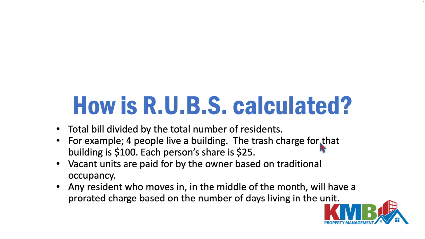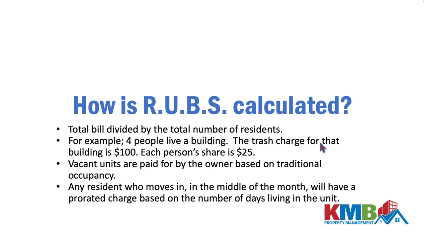So let's expand that example just a little bit. Let's say we've got our fourplex, we've got 3 units occupied, and in the middle of the month a fourth resident moves in. How's that divided out? Well, units B, C, and D, who have been there the entire month, would each pay those $25 charges, right? They're each going to pay $25 for their share.